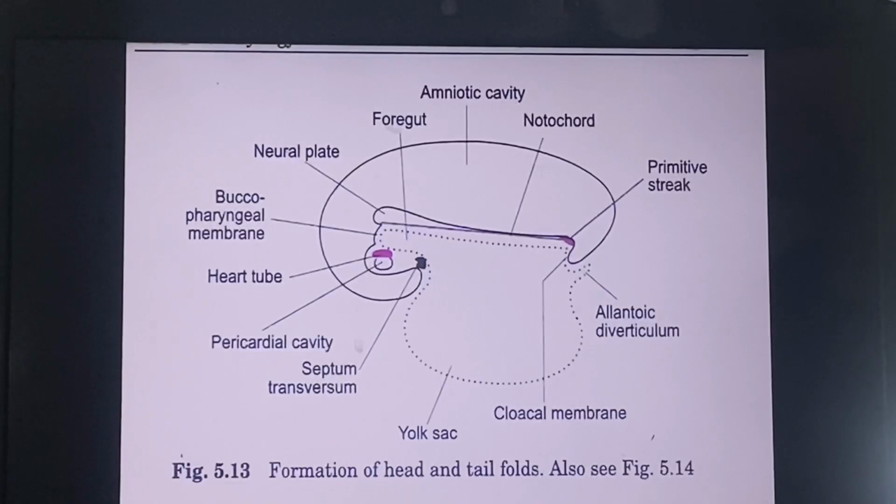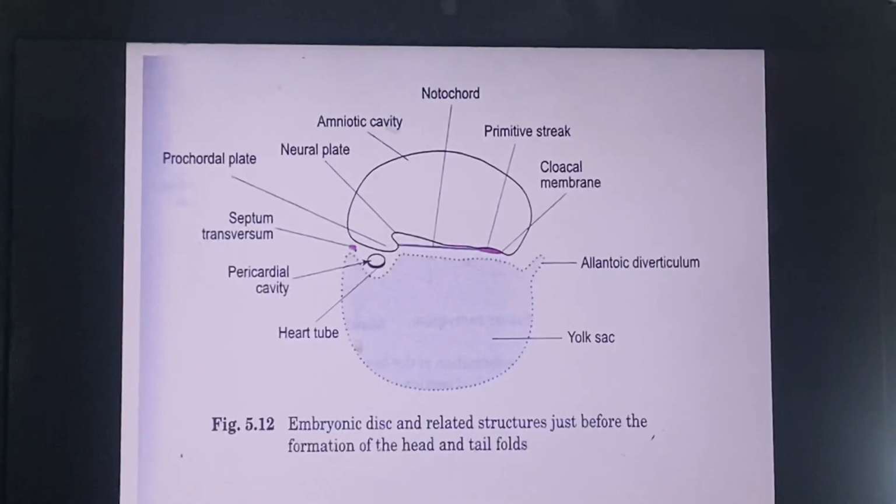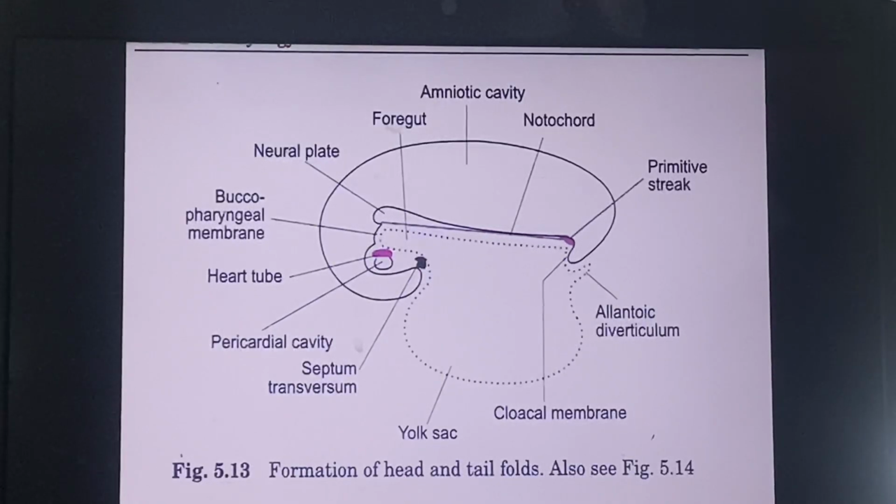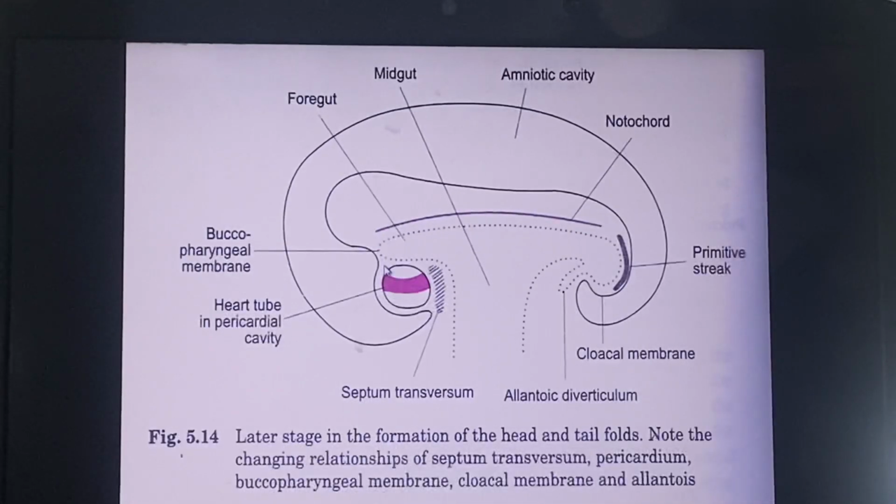Again, with the folding of the head and tail folds, in the previous diagram you can see the heart tubes were lying below this pericardial cavity. You can see here, this is the pericardial cavity, this is the heart tube. But once the 180-degree rotation happens, the heart tube comes to lie ventral to the foregut, and the pericardial cavity is lying below this heart tube. Again, a clearer diagram shows the heart tubes invaginating the pericardial cavity, surrounded by the pericardial cavity. So this is the heart tube.